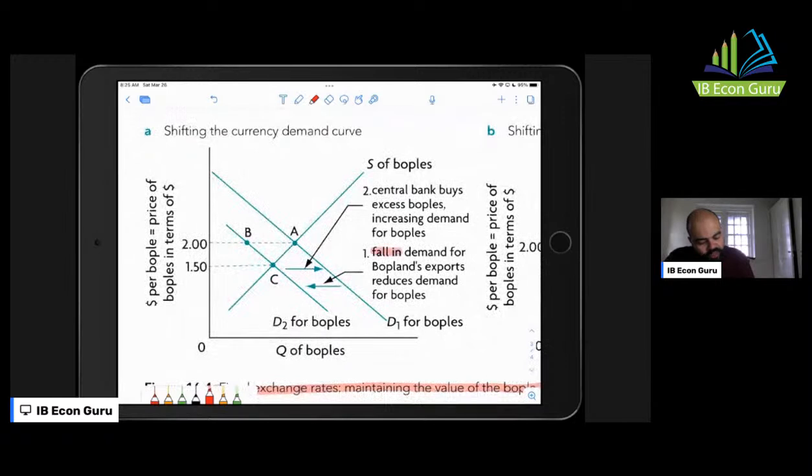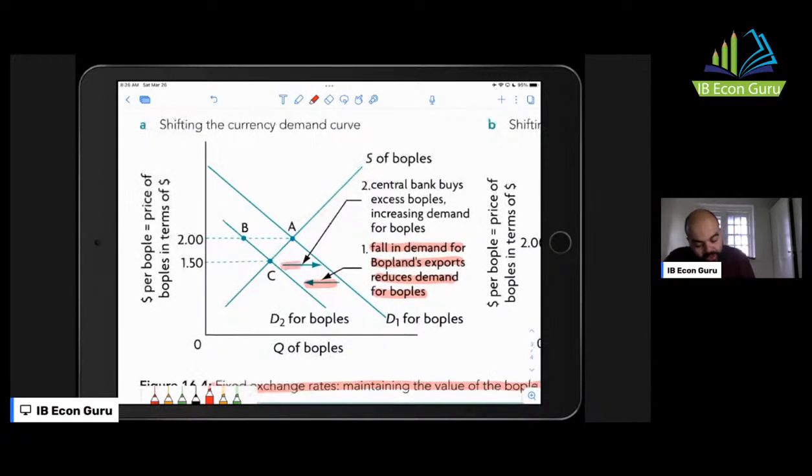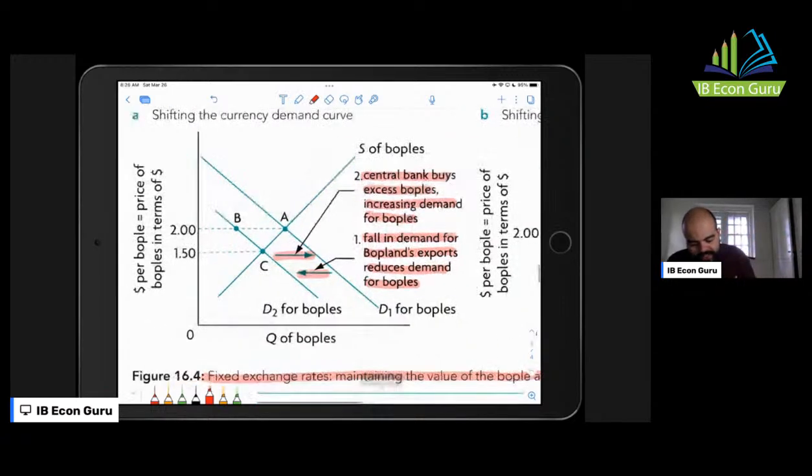Let's assume number one, there's a fall in the demand for Boplin's exports, which reduces the demand for their currency, the Bopples. Okay? How can the central bank respond? Well, the central bank can then go and buy the excess Bopples in the foreign exchange market, which increases the demand for Bopples. Okay? By doing this, the central bank offsets the decrease in foreign demand for the currency.